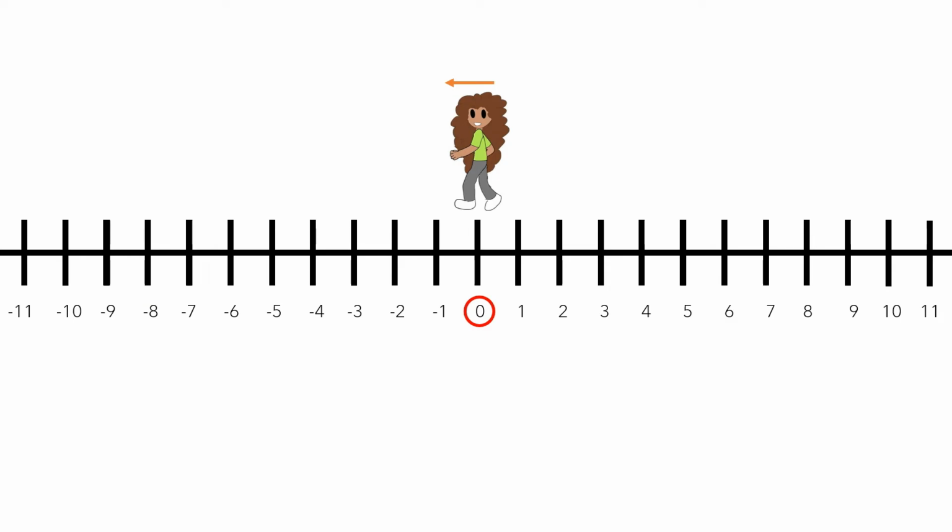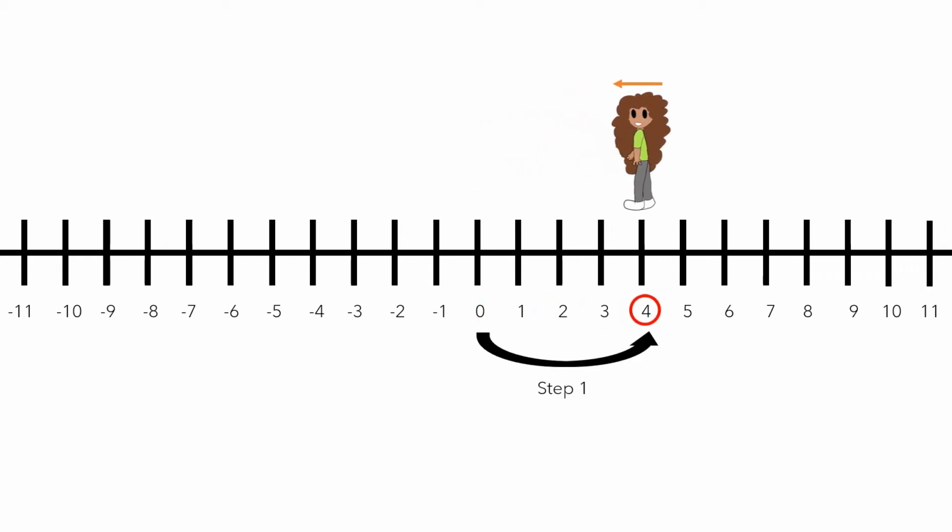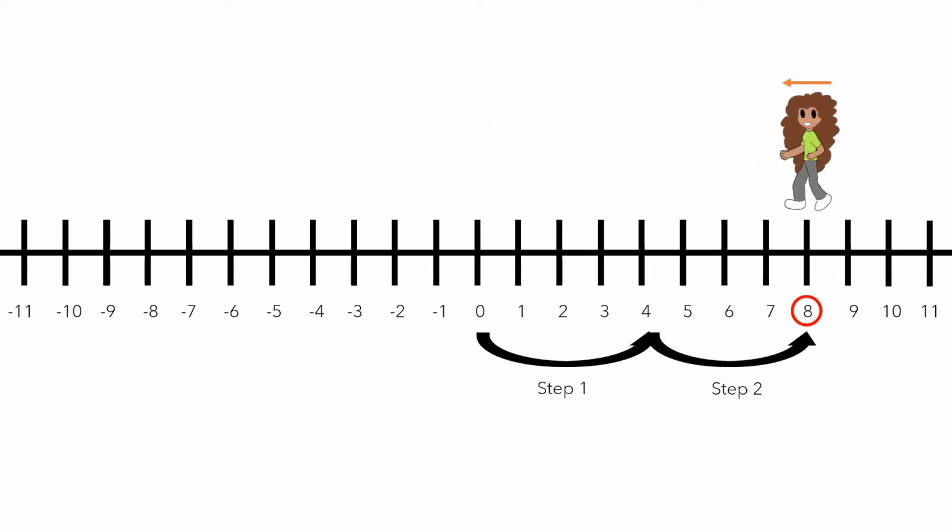So what about negative 2 times negative 4? This means that Hilda is facing the negative direction to start with because of the negative in front of the 4. She takes 2 steps of length 4 feet, but she walks backwards because of the negative in front of the 2. As a result, she ends up at positive 8.